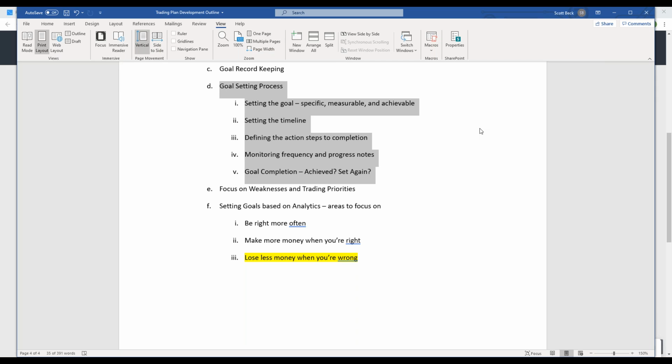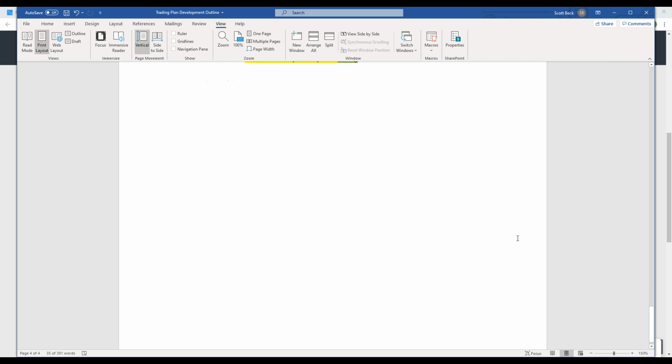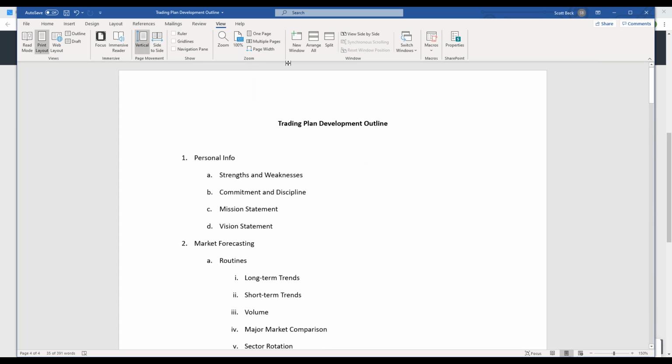So lose less money when you're wrong is definitely the top priority. That's the one that we can work on best. How can you be better at being wrong? Then work on your winners. Am I staying with trades as long as I could? Then work on your routines for entries and just say, hey, can I improve what I'm doing there? And that takes us to the end of the trading plan.